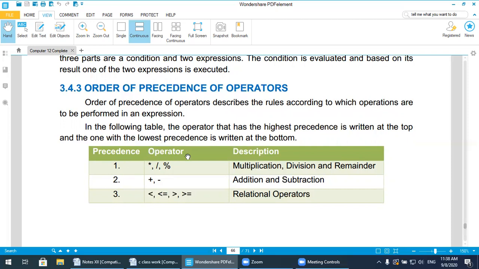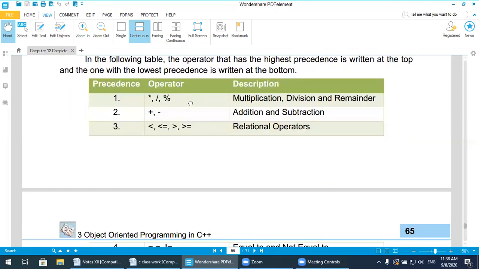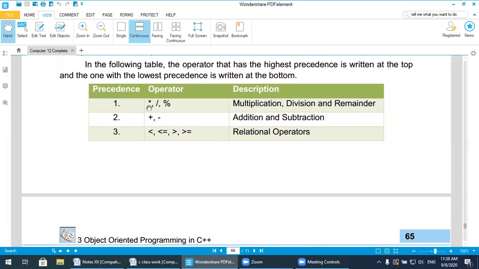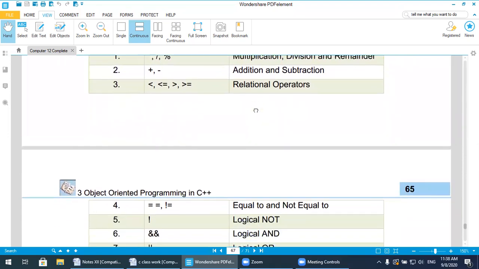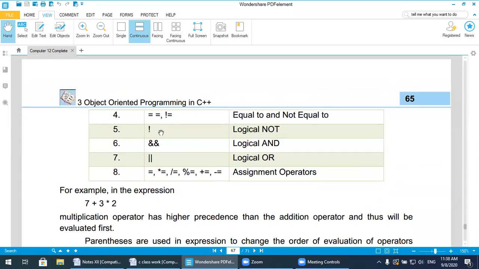Over here, the precedence or priority of operators is as follows. In an expression, if multiplication, quotient and remainder are present, they will be solved first. You can say their priority is first. Then plus and minus will be solved. After that, less than or equal to, greater than or equal to, which are called the relational operators, are solved in third position. Next, equality, equal and not equal, are solved in the fourth position.